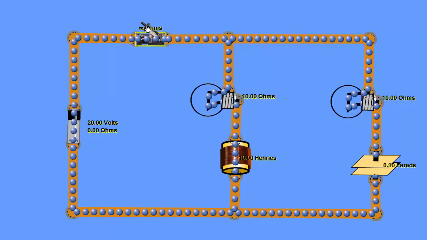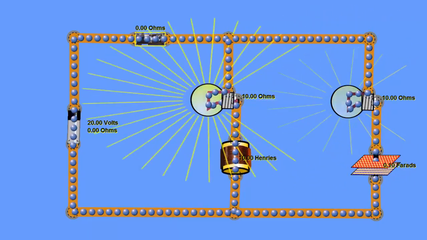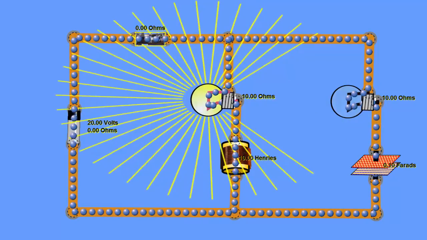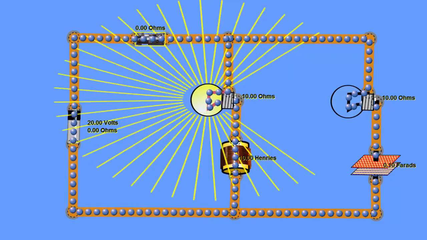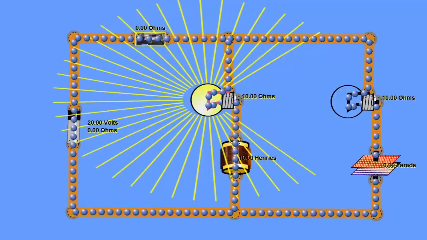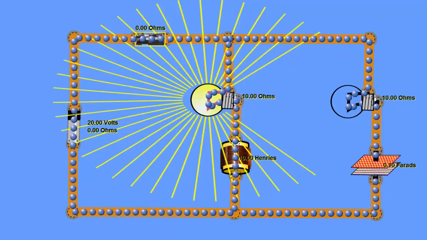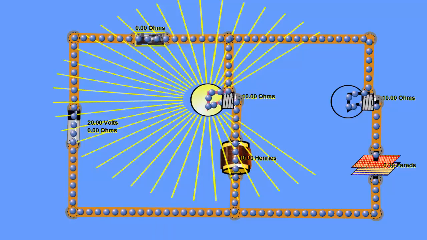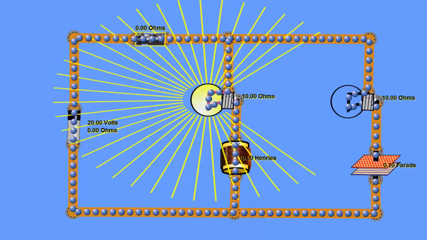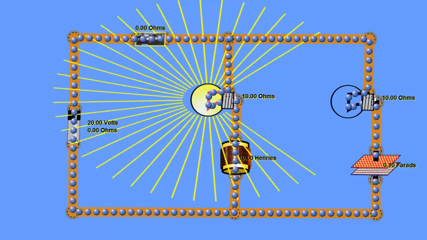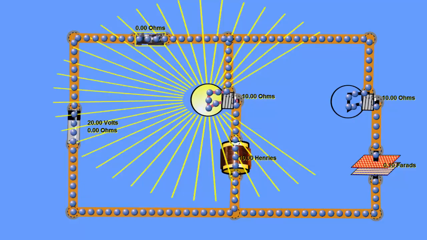So let's go ahead and supply power to the circuit and notice what happens to the bulbs. Immediately the bulb in series with the capacitor lit up brightly and then went dim, and the bulb in series with the inductor was dim initially and got brighter over time. Now we've reached a steady state current for this circuit, and the inductor is essentially out of the circuit. It's acting like a conductor now. It's not opposing a change in current anymore.